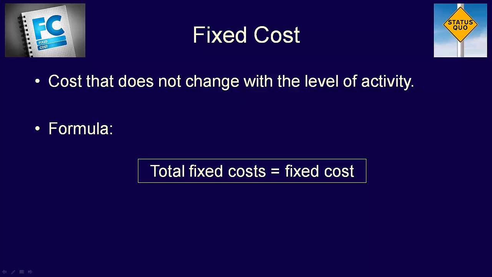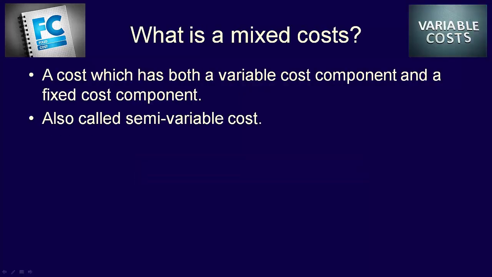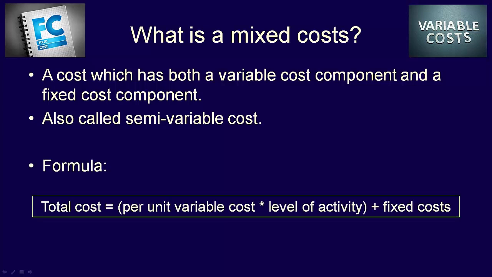What if we added these two costs together? We would then have a mixed cost. A mixed cost, sometimes called a semi-variable cost, is a cost which has both a variable component and a fixed component. The formula for a mixed cost is as follows. Total mixed cost is equal to (variable cost per unit multiplied by the level of activity) plus fixed cost. Notice something? This is the variable cost formula plus the fixed cost formula added together.